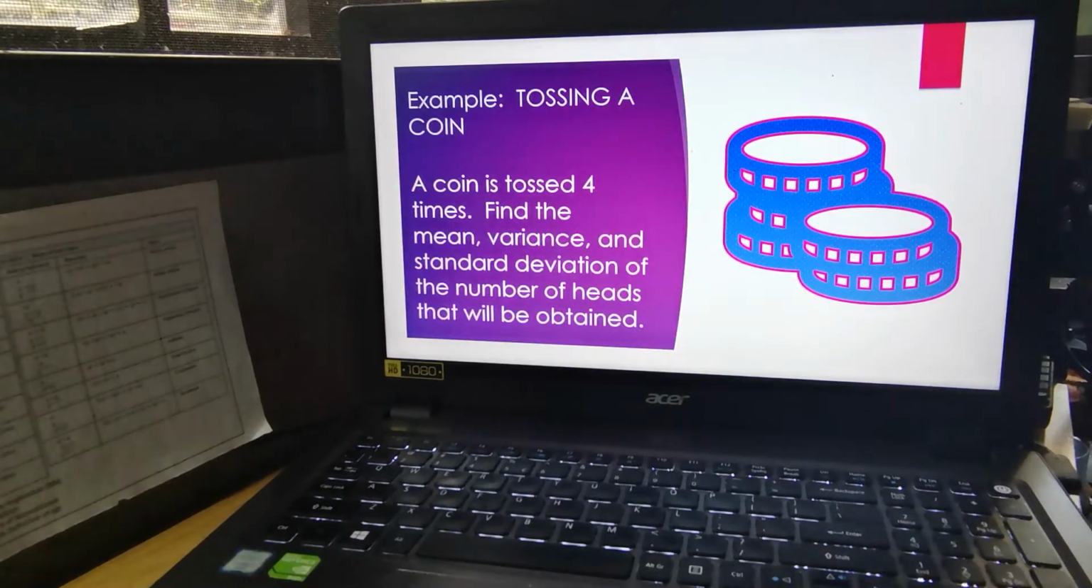Okay, so shall we have our first example? Tossing a coin. A coin is tossed 4 times. Find the mean, variance, and standard deviation of the number of heads that will be obtained.